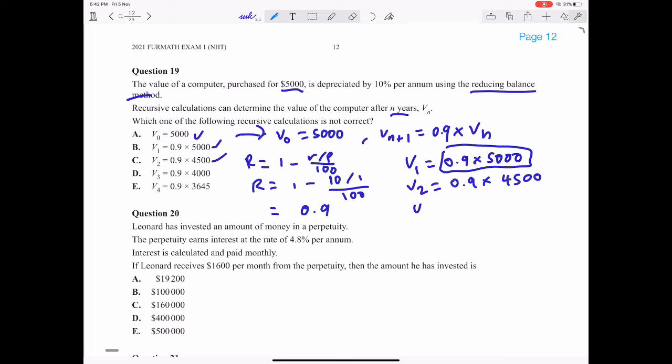To find V3, we can do 0.9 times the value of V2. If you do this on your calculator, you'll get the value of V2. So V2 equals 4,050. So therefore, we can see here that this shows 0.9 times 4,000. So therefore, D is the incorrect recursive calculation.